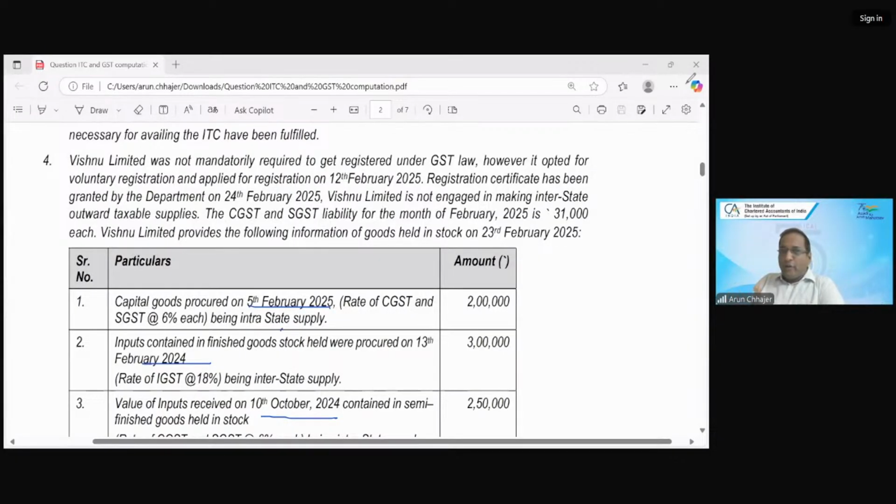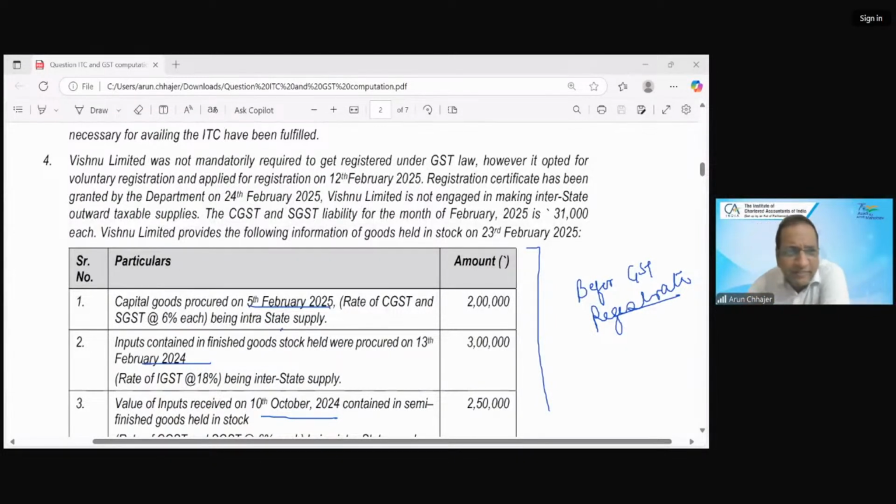One thing is clear now. Are you clear about this point that these all transactions were before GST registration? ये सभी ट्रांजेक्शन जीएसटी के रजिस्ट्रेशन के पहले किए गए हैं. Is it clear to all? These all transactions were undertaken prior to taking the GST registration. Correct.